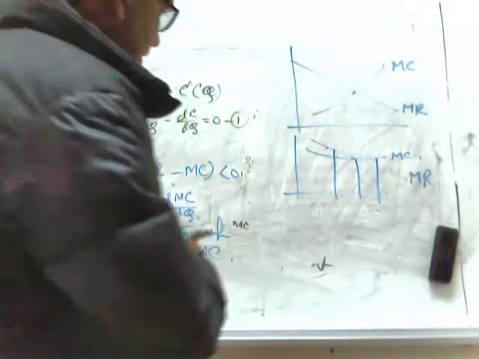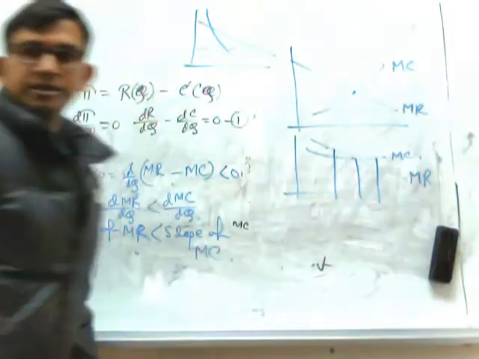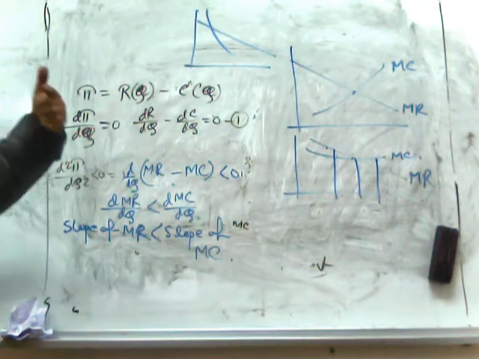But if we see, this is not the equilibrium, because in this case the marginal cost curve intersects the marginal revenue curve from above.